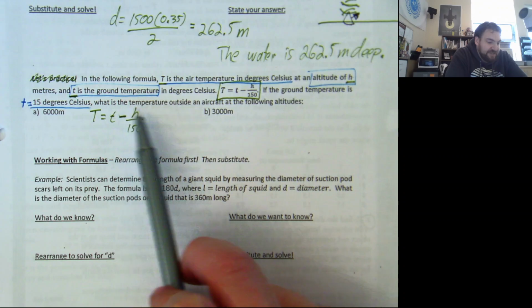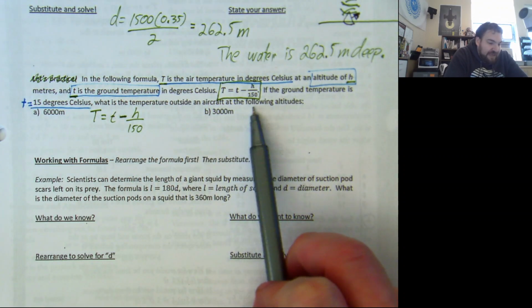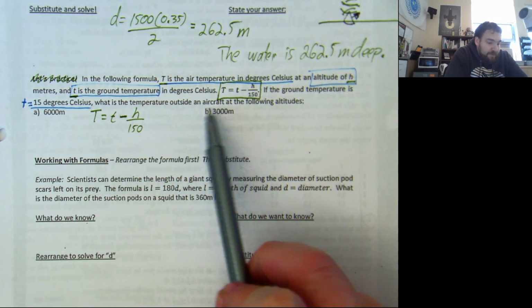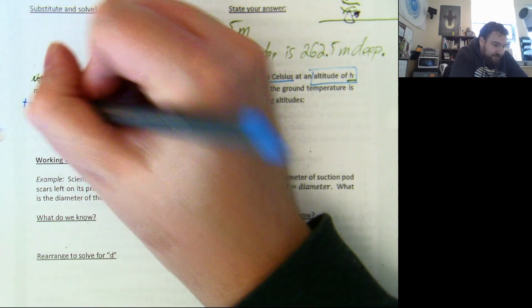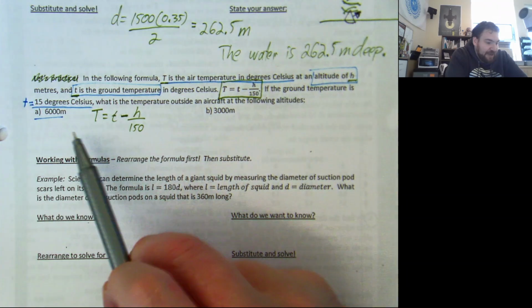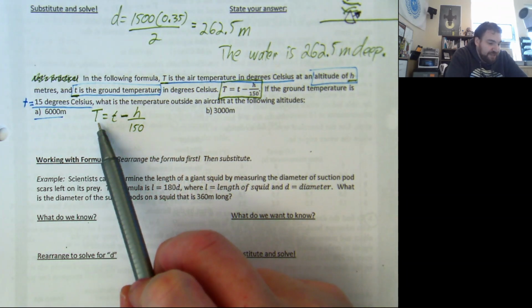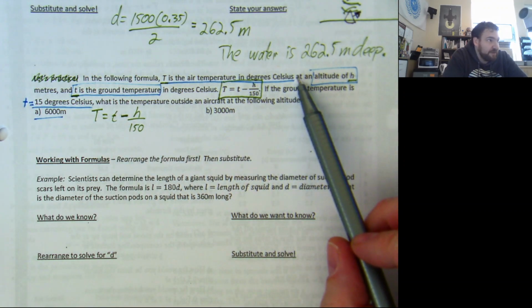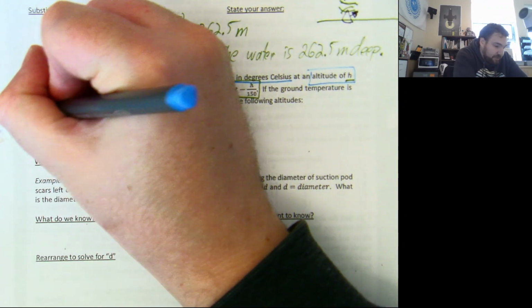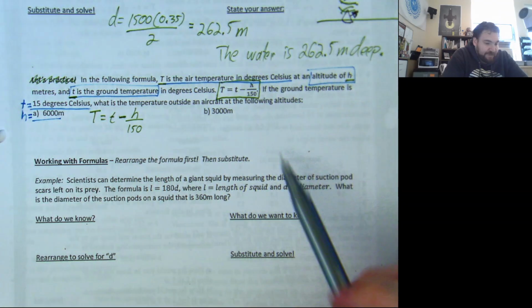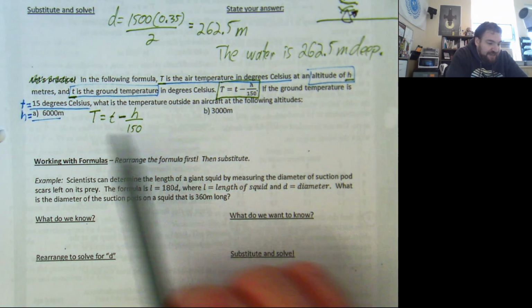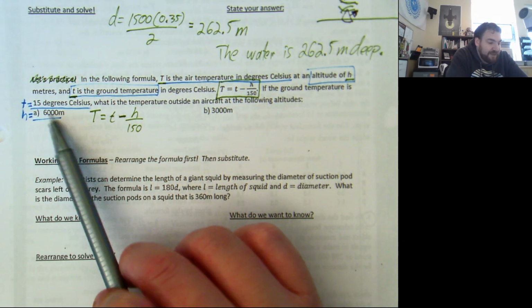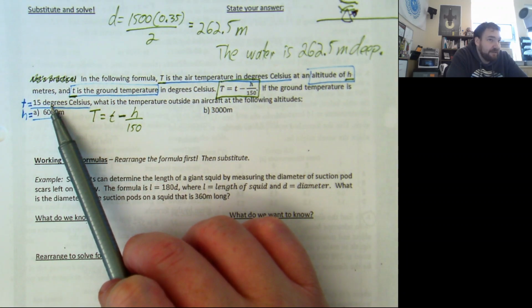The question is, what is the temperature outside of an aircraft at the following altitudes? We're just going to do A. These are 2 different questions. 6,000 meters is an altitude. Which of these letters represents the altitude as it was explained back in the question? H. So it says altitude of h, and then it gives us a value for the altitude. So this is going to be a value for h. This is going to be a value for little t.